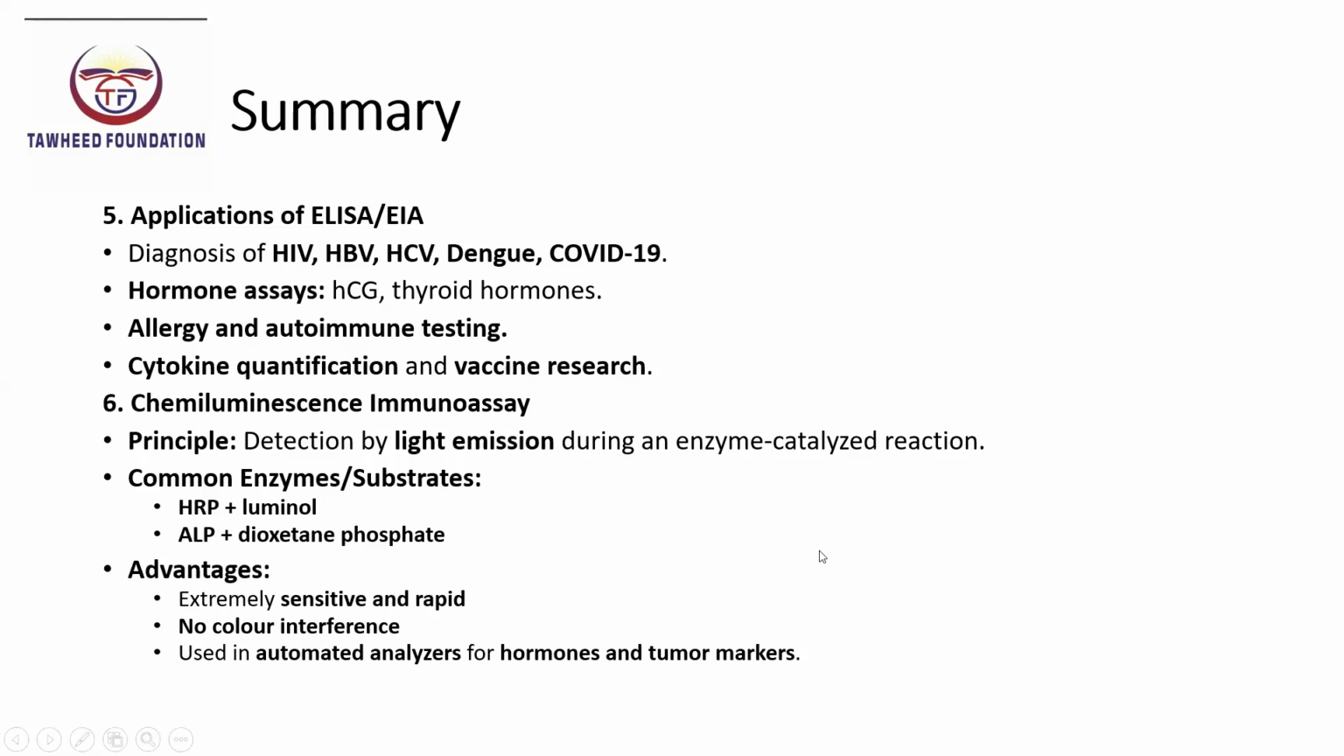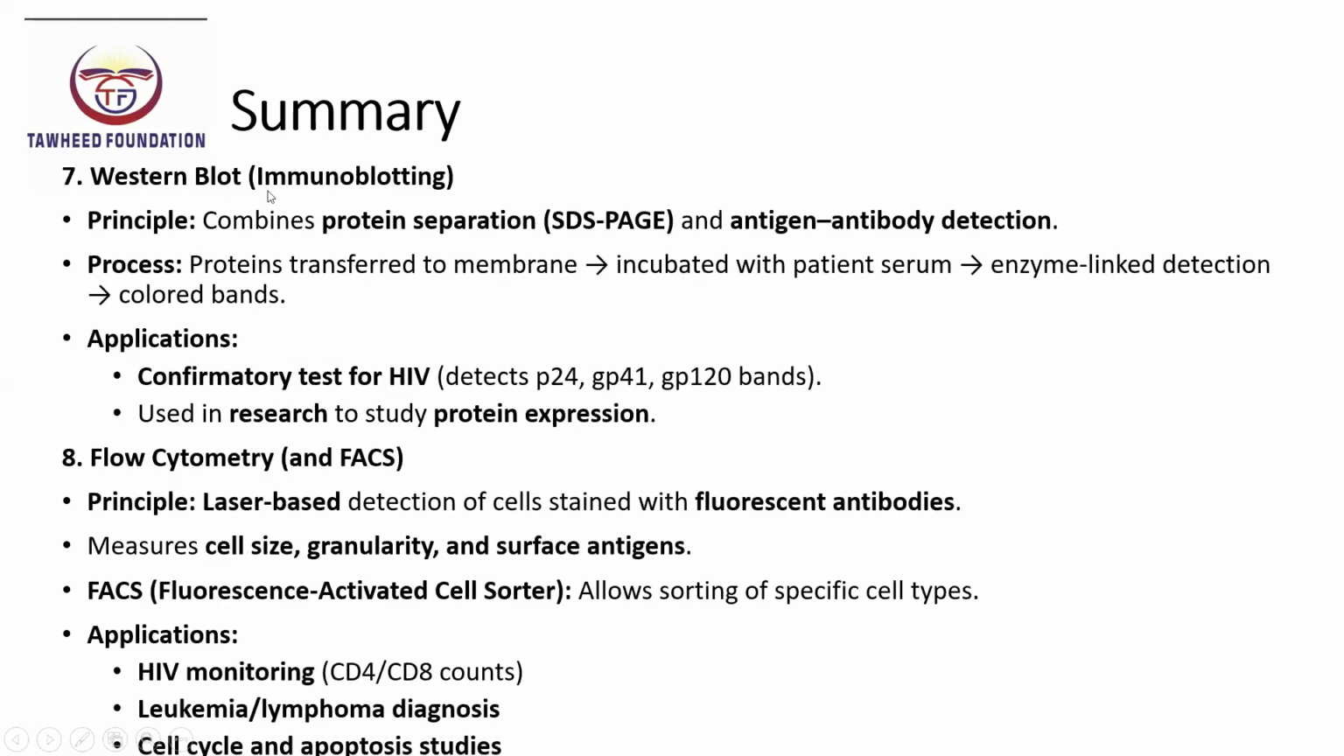Western blotting. Western blotting, or immunoblot, combines electrophoresis and antigen-antibody reaction to identify specific proteins. After SDS-PAGE separation, proteins are transferred onto a nitrocellulose or PVDF membrane, probed with patient serum, and visualized as color bands using enzyme-labeled secondary antibodies. It is the confirmatory test for HIV and useful in research on protein expression.